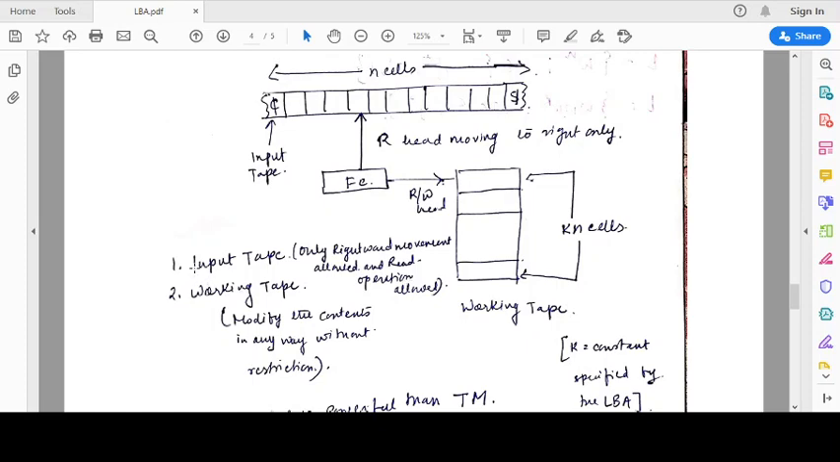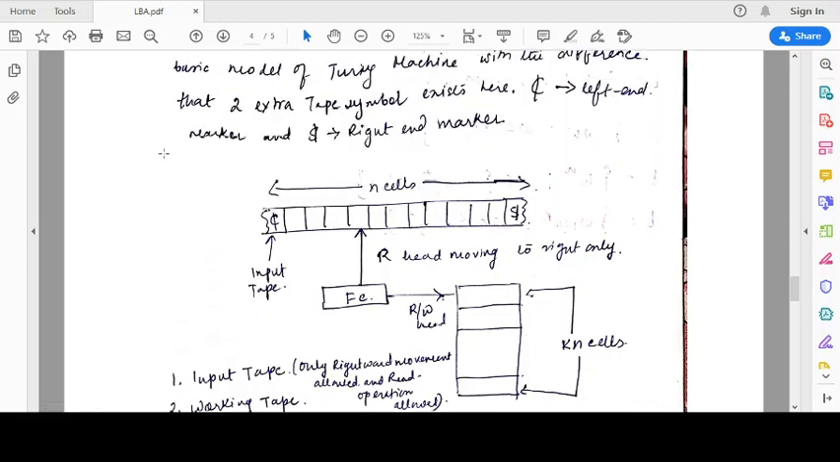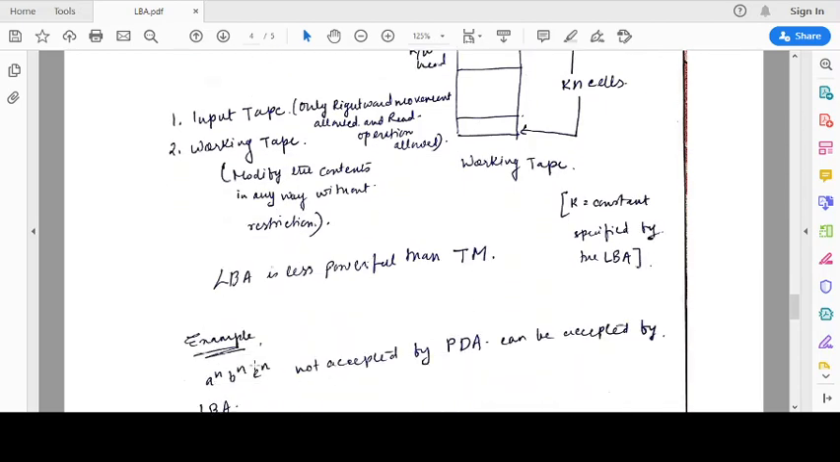I have also written this for your convenience: for the input tape, only rightward movement and read operation are allowed. For the working tape, you can modify the contents in any way without restriction. There is leftward, rightward movement, any modification, whatever is allowed. So this is basically the diagram for your linear bounded automata, and as you can see, these are the delimiters, and whatever the linear bounded automata does, it will always work within these two delimiters.